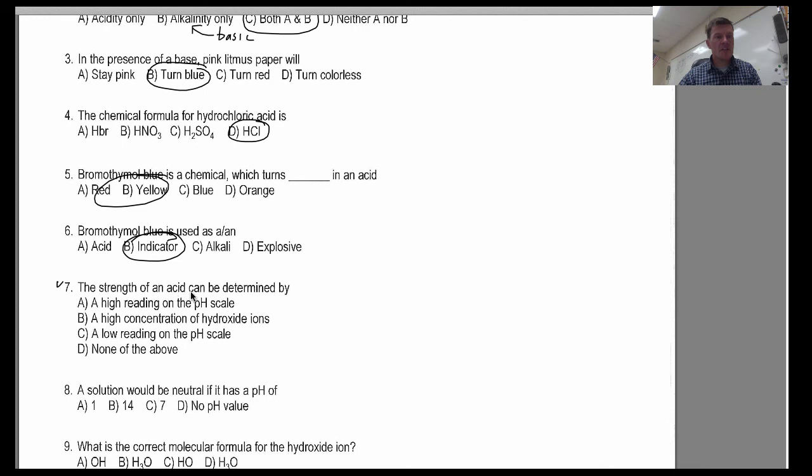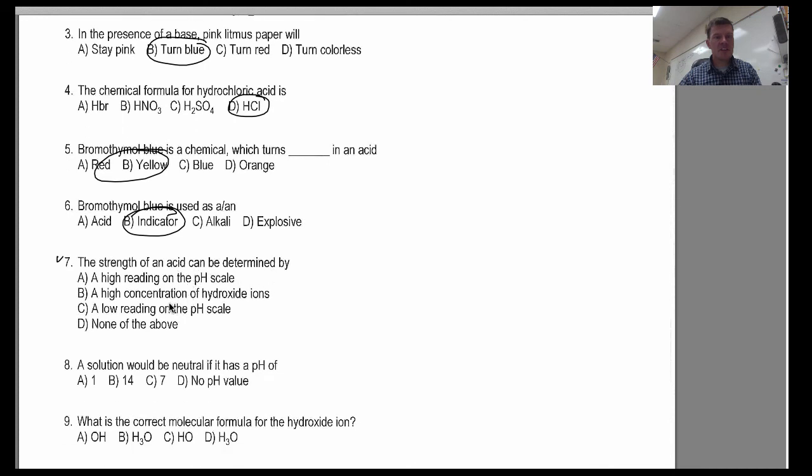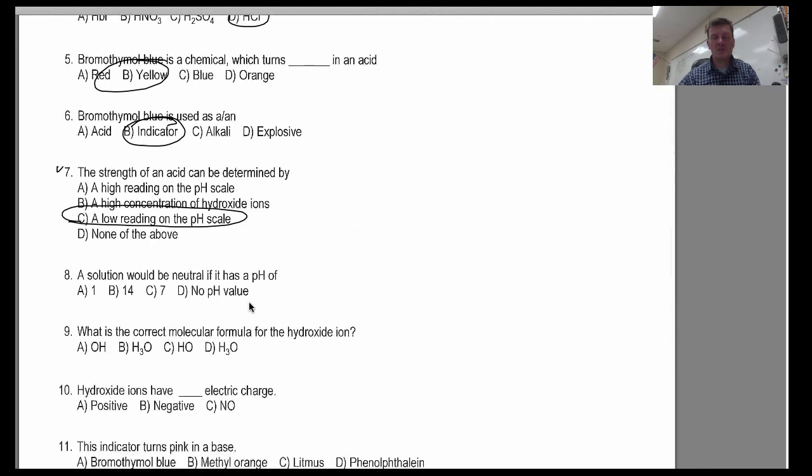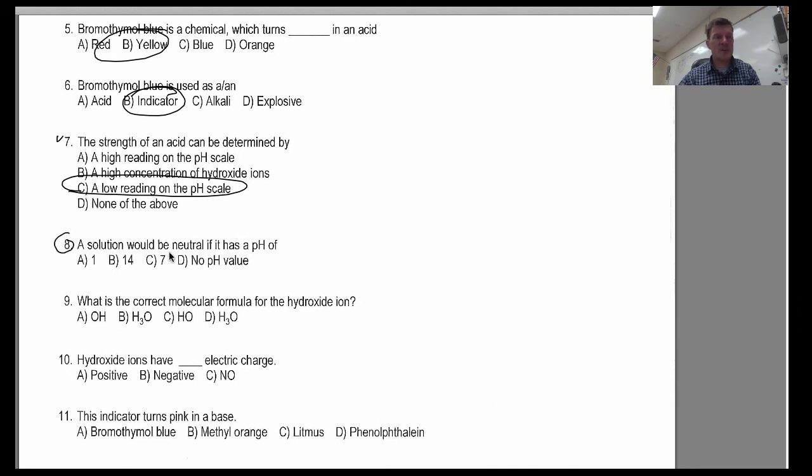The strength of an acid can be determined by a low reading. We have a low pH. Low pH is acidic, okay? So remember, if the pH is really, really low, it means it's a very strong acid. Number 8, a solution will be neutral if its pH is around 7.